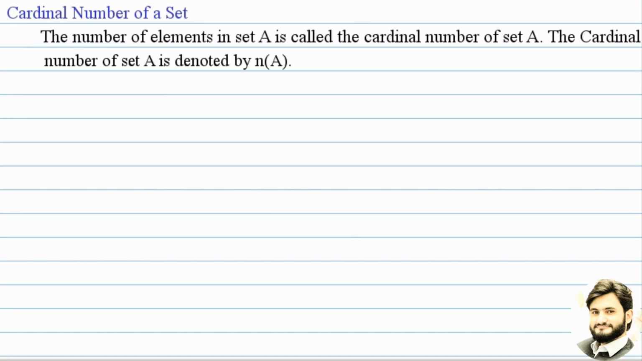In this video, I am going to tell you about the cardinal number of a set, or simply cardinality of a set. The number of elements in set A is called the cardinal number of set A. The cardinal number of set A is denoted by n of A. n of A means the number of elements in A.